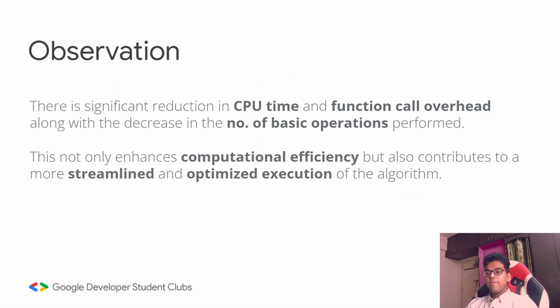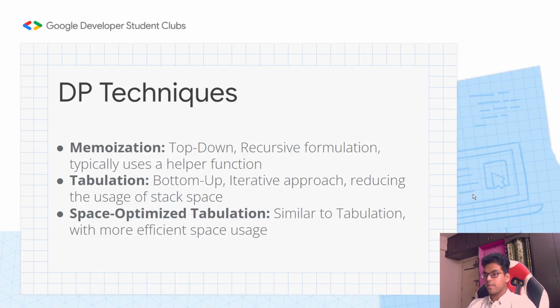So the observation that we can conclude is that the advantage of DP over divide and conquer is that it offers a significant reduction in CPU time and function call overhead in the stack space, along with a decrease in the number of basic operations that are to be performed. This not only makes the process of algorithm execution more streamlined, it also enhances the computational efficiency of the algorithm.